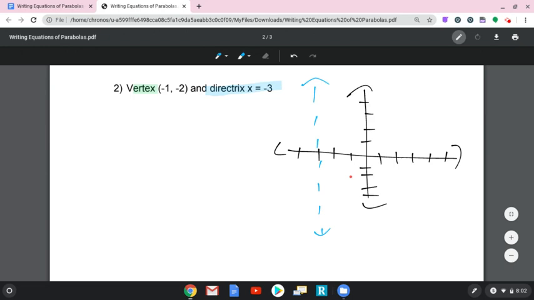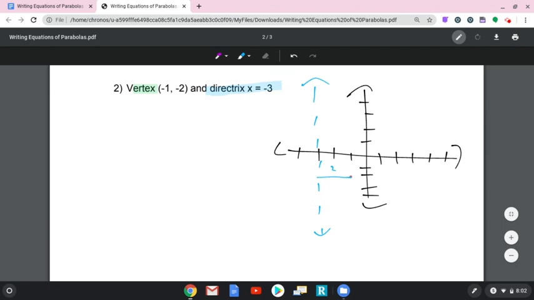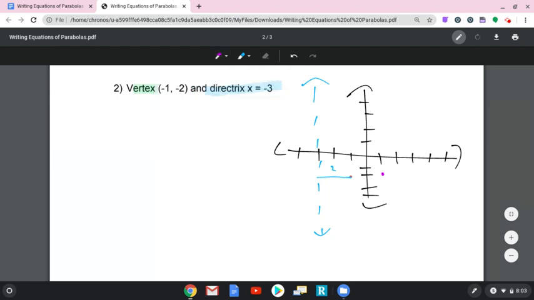So the distance there, that magic distance, is 2. That means my focus would be 2 in the opposite direction, so it would be 1, 2. My focus would fall right here. Remember, they have the same distance. Now our parabola opens towards the focus, so away from the directrix and towards the focus. That is a side-to-side parabola.